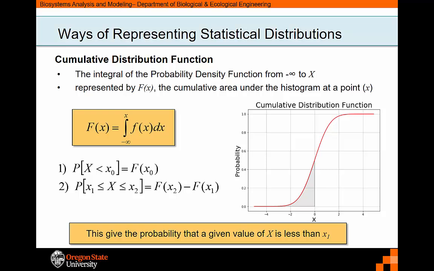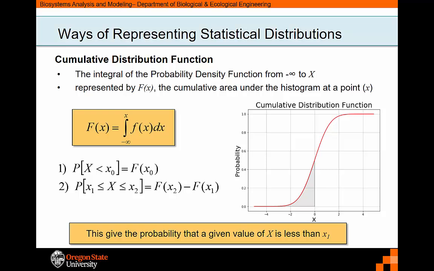We can characterize the probability of observing values less than or equal to x by solving this function for the given values of x. We can also calculate the probability of observing a value of x in a given range by simply evaluating the CDF at the endpoints of the range and taking the difference between those two values.